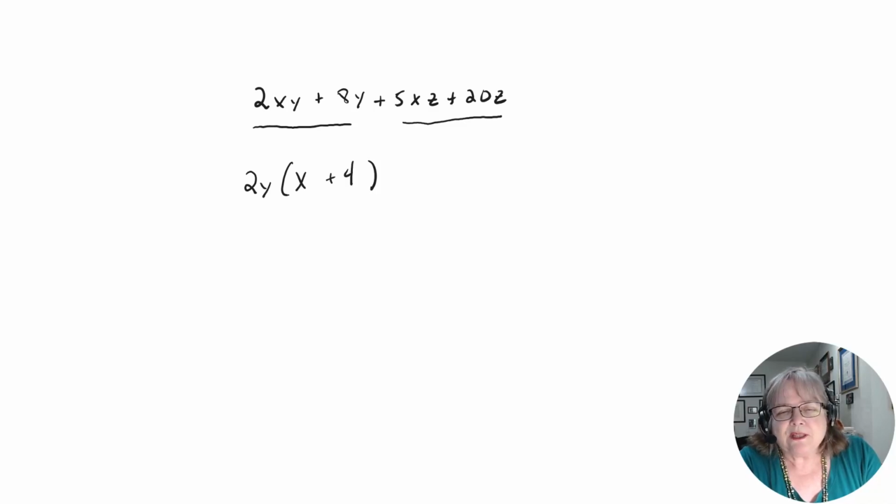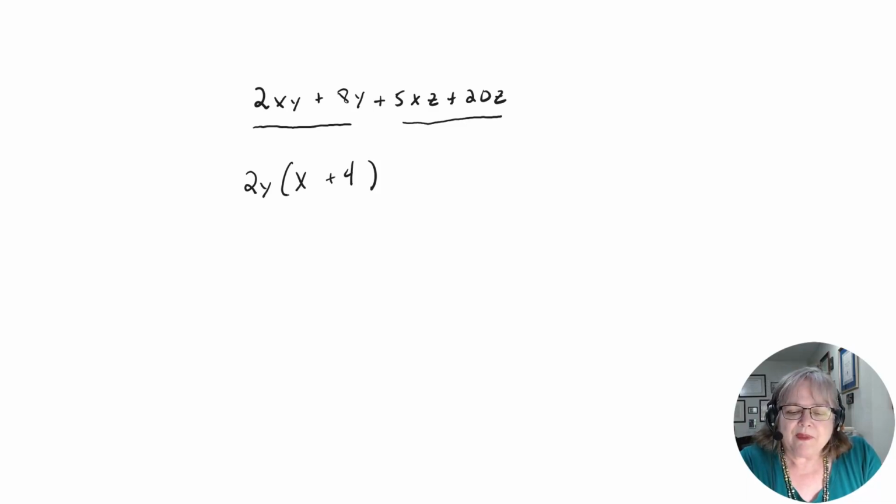And you can always check these, and you should. It takes you just a few seconds to go, all right, let me make sure that's right. Does 2y times x get you back up to this original? Yes, it does. Does 2y times 4 get you back up to this one? Yes, it does. So it takes you like 5 seconds to double check, and it saves you getting all the way down to the end of the problem to go, this isn't working out right. Let me go back and look at it all over.